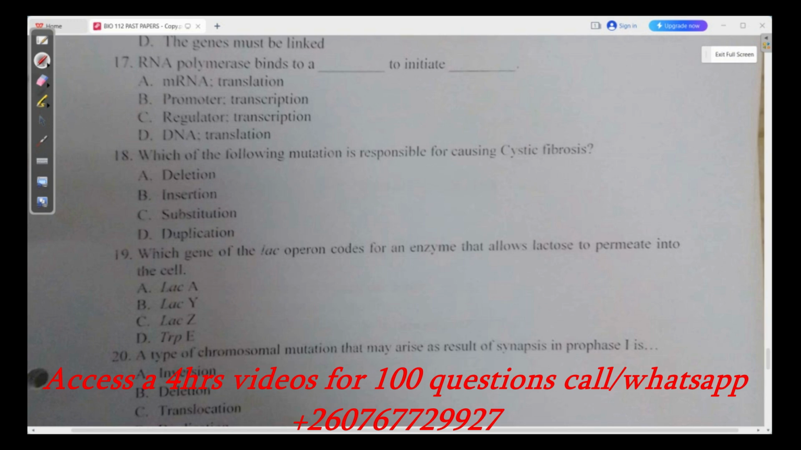17. RNA polymerase binds to a dash to initiate transcription. So RNA polymerase binds to a region which is known as the promoter. Why is it going to bind there? Because it wants to initiate what? Transcription. So it has to be promoter, transcription. So the answer has to be option B.